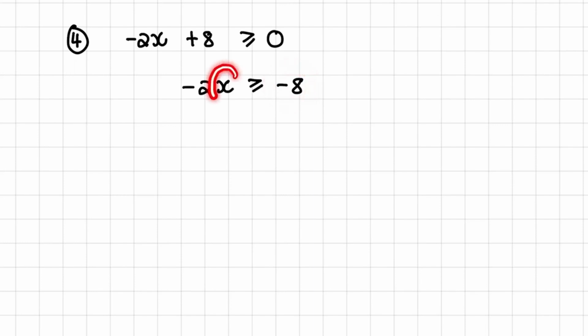Now I want to find x alone, and I'll divide both sides by negative 2. So on the left, if I divide by negative 2, I will have x, and on the right, I'll have positive 4. But notice that the direction of the inequality changes when we divide by a negative.